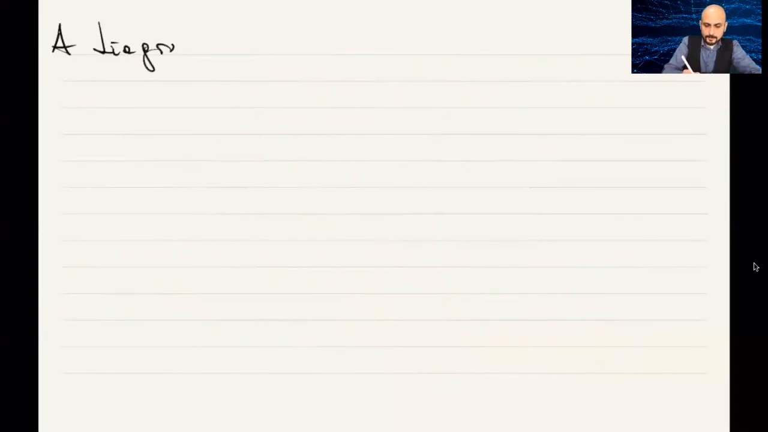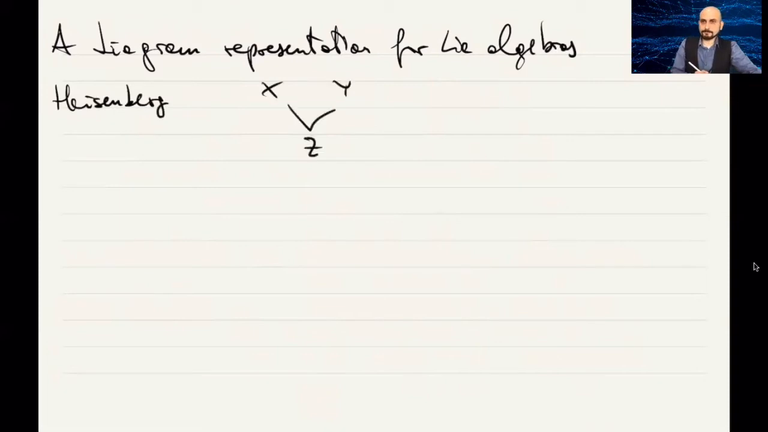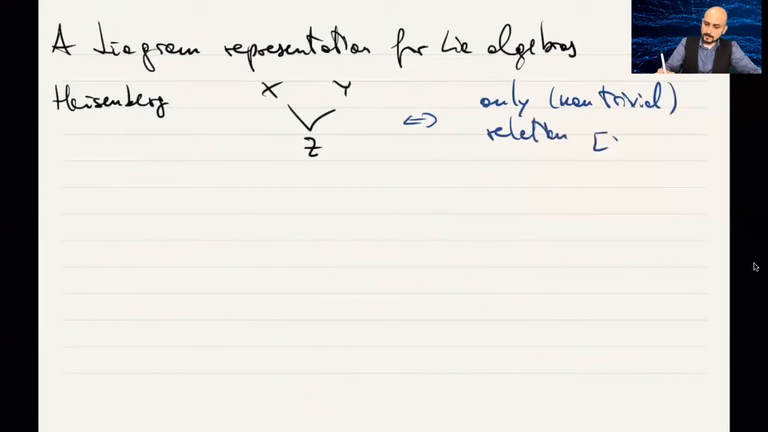So a diagram representation for the algebras, or for Carnot algebras. So you have Heisenberg, for example, we represent that as x, y, bracket z, which means that the only non-trivial, non-zero relation is that the bracket of x and y gives z. Now let's see another example.